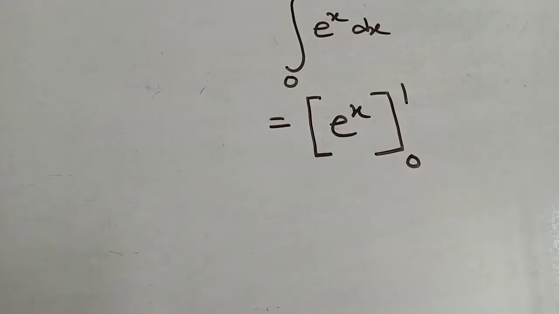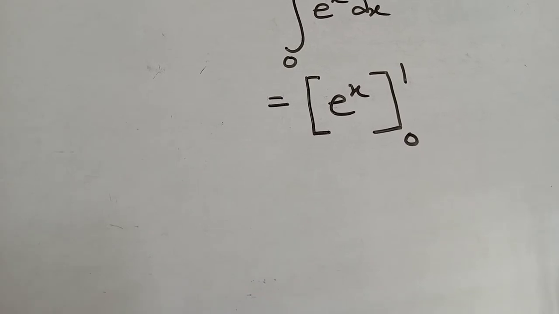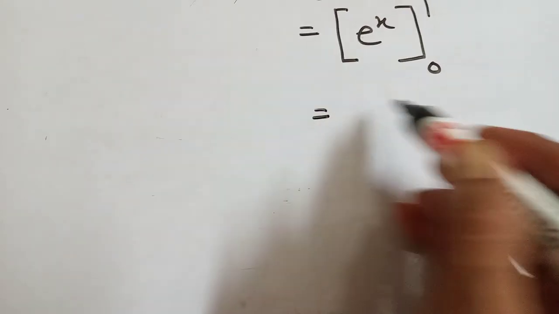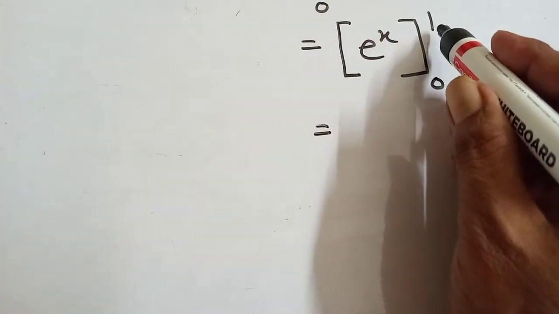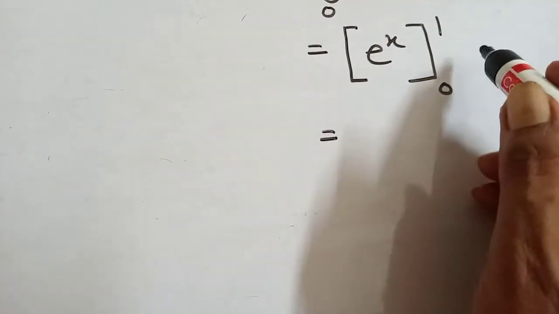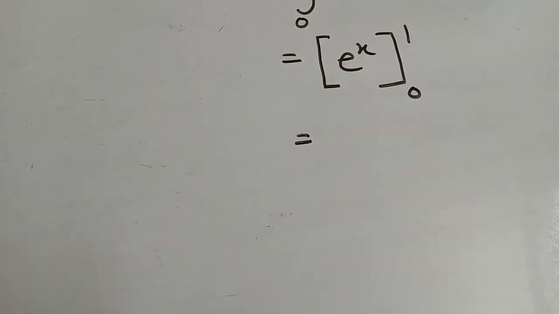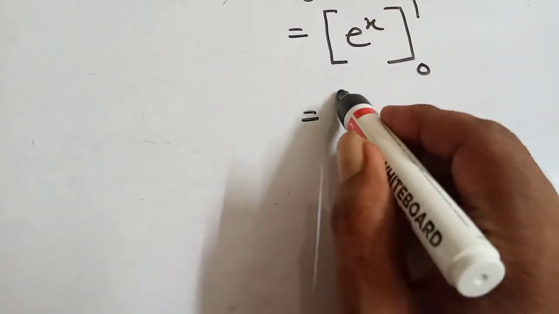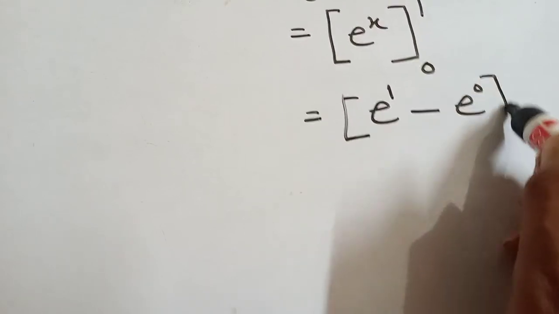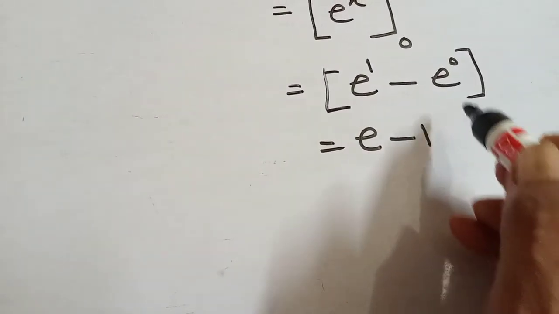Here, plus c will not be given because plus c will be cancelled. Now at first you put the upper limit x, minus the lower limit x. Upper limit minus lower limit. Now it will be e to the power 1 minus e to the power 0. E to the power 1 means e, minus e to the power 0, and e to the power 0 means 1.